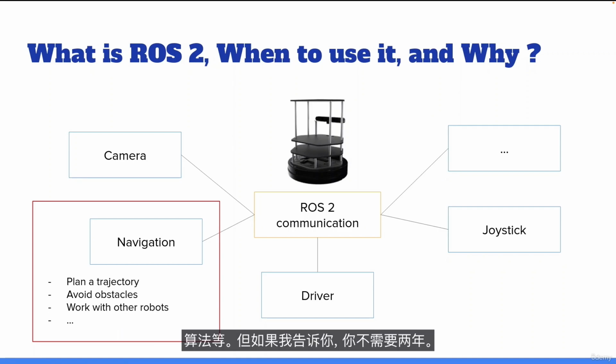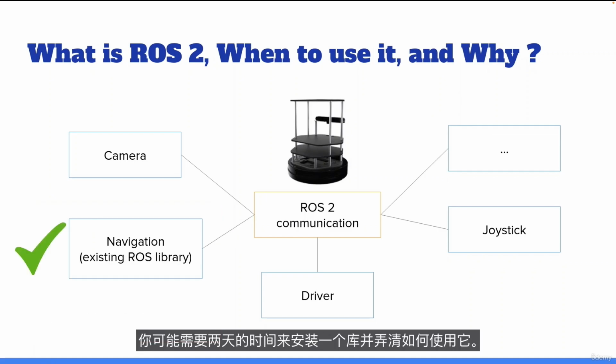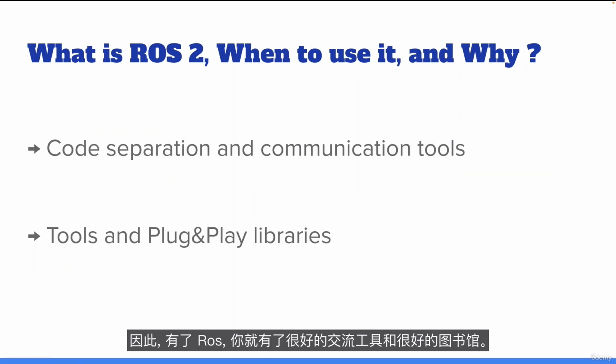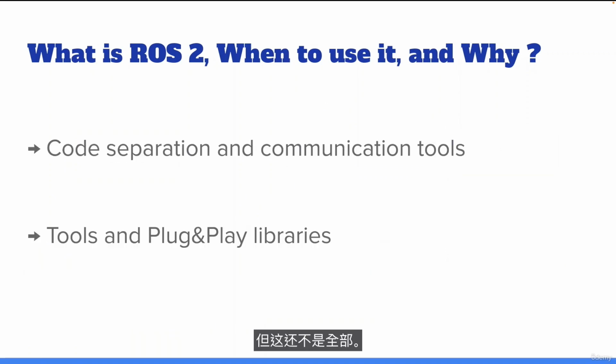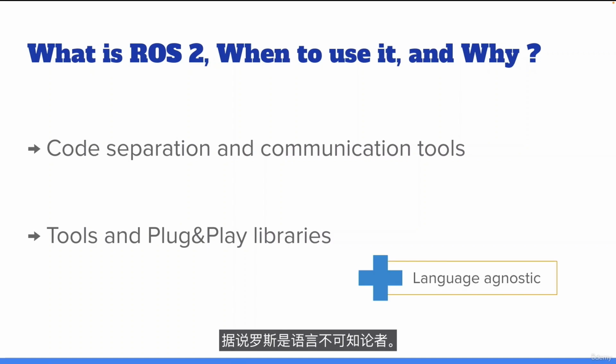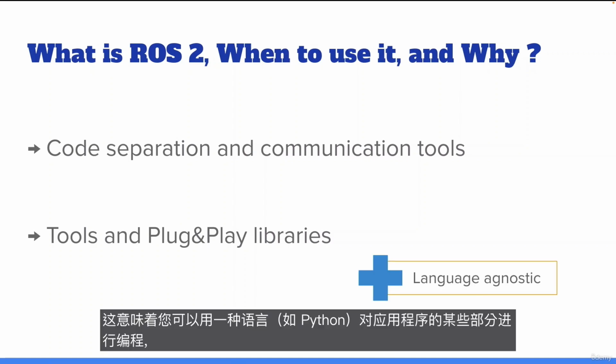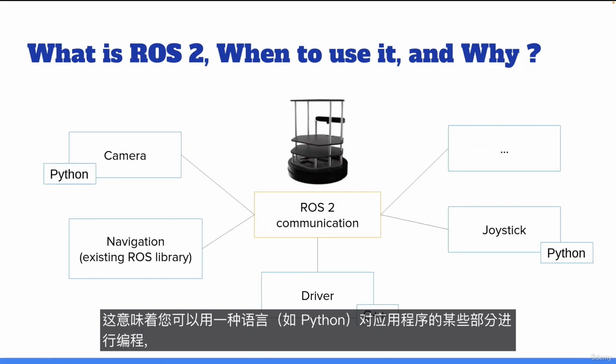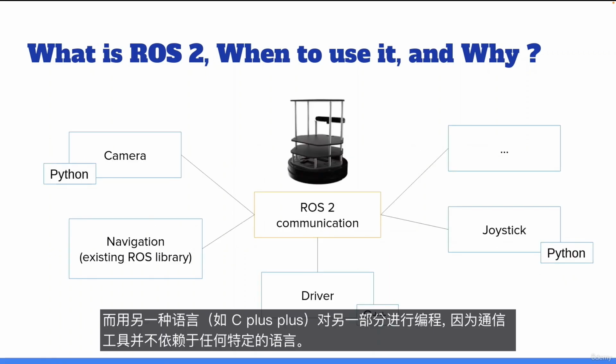But what if I tell you this? You don't need 2 years. You need maybe 2 days to install a library and figure out how to use it. So with ROS, you have great communication tools and great libraries. But that's not all. ROS is said to be language agnostic. It means that you can program some parts of your application in a language, for example Python, and another part in another language, for example C++, simply because the communication tools don't rely on any specific language.